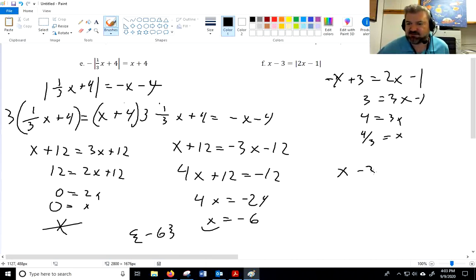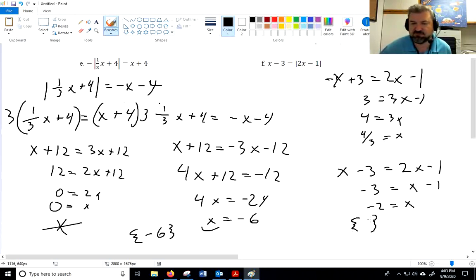Let's try the positive now. x minus 3 equals 2x minus 1. I'll subtract x from each side. I get, let's see here, 2x minus x is x. And I get negative 2, so x equals negative 2. That is also not going to work, because the absolute value cannot equal a negative number, and negative 2 minus 3 is a negative number. So there's no solutions to that one.